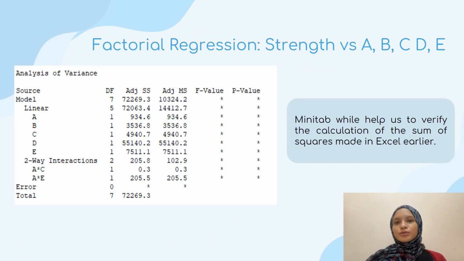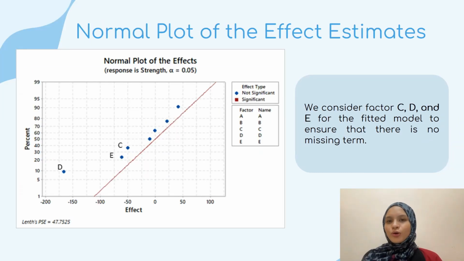Then we run the factorial regression analysis in Minitab. This will help us to verify the calculation we did in Excel earlier by looking at the sum of squares value. We also obtain the normal plot of the effect estimates from the analysis. Here we can see that all of them are actually lying away from the straight line, especially factor D. However, we still consider factors D, E and C considering the Excel calculation earlier so that there is no missing term in the fitted model.